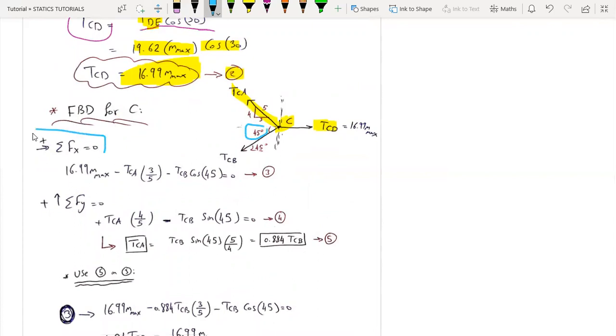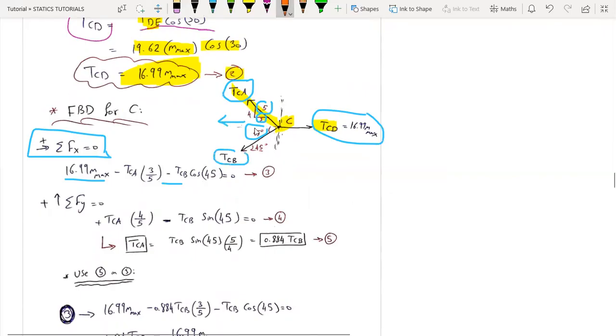Now applying our equation, we have here 16.99 M maximum minus TCA 3 over 5, the negative side, minus also TCB cosine 45. We'll get this component to be also the negative side, equals 0. So this is our third equation.